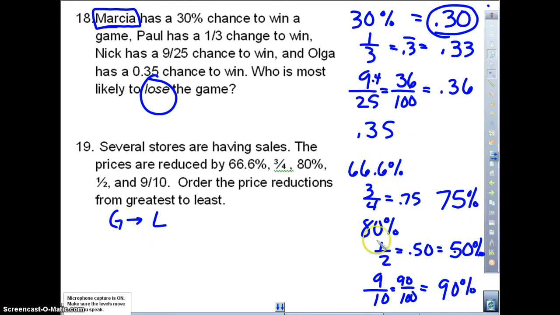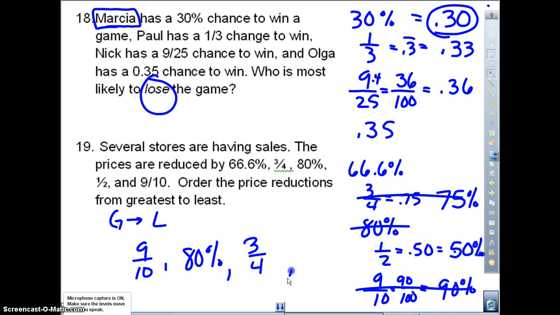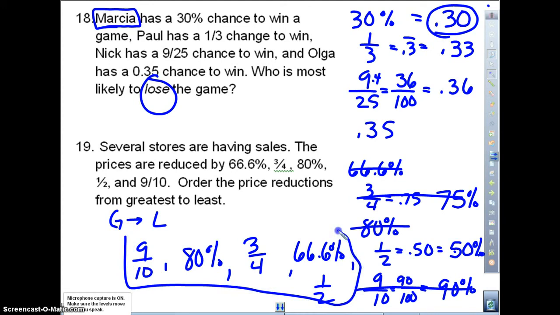Okay, we're ordering from greatest to least. Which is your biggest one here? Yeah, 90% or 9/10. Which comes next? It looks like 80% comes next. Okay, getting smaller, we're going to go to 3/4. Getting smaller, 66.6%. And the smallest one is 1/2. Yeah, there we go. Okay, number 20.